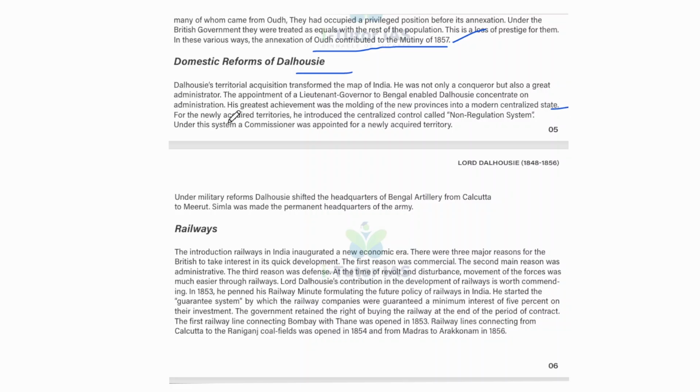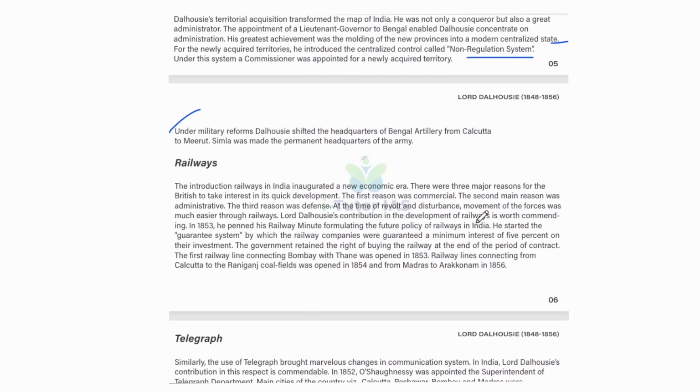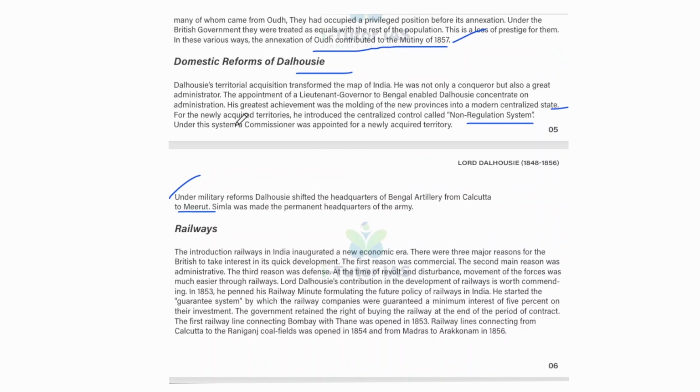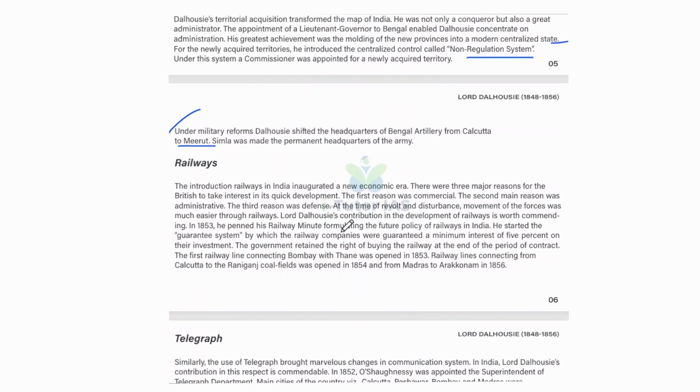And for the newly acquired territories, he introduced the centralized control called the non-regulation system. Under this system, a commissioner was appointed for each newly acquired territory. And under military reform, Dalhousie shifted the headquarters of Bengal artillery from Calcutta to Meerut, and Shimla was made the permanent headquarters of the army. Okay, so those are the domestic reforms of Dalhousie.